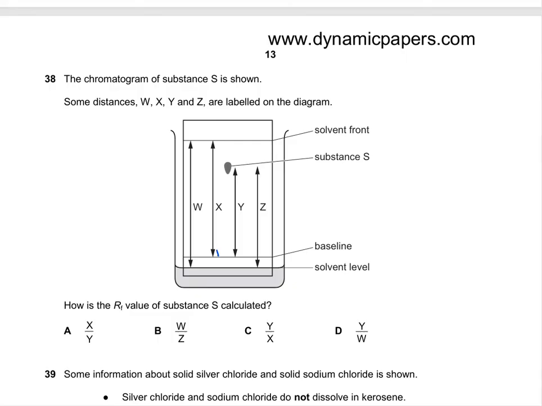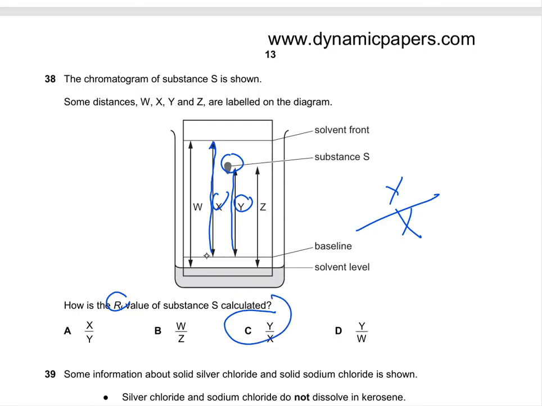How can the Rf value of the substance S be calculated? The Rf value is the distance moved by the substance divided by the distance moved by the solvent. So where is the distance moved by the substance? That's the substance and that's the distance moved by it. So it's Y divided by the distance moved by the solvent. Where is the distance moved by the solvent? It's X. So Y divided by X. So it's C.